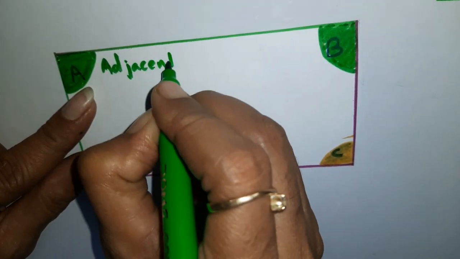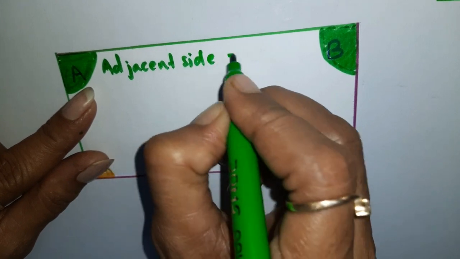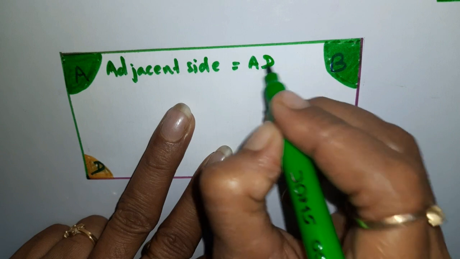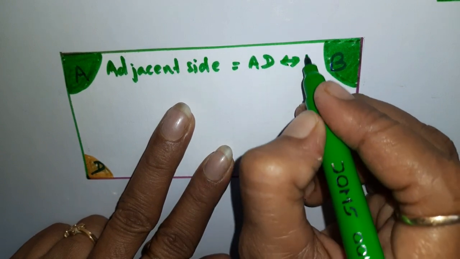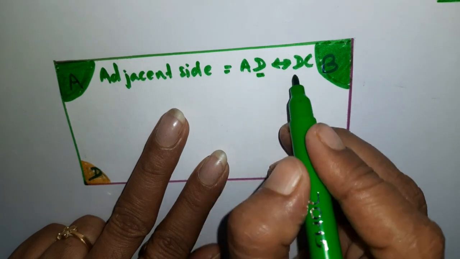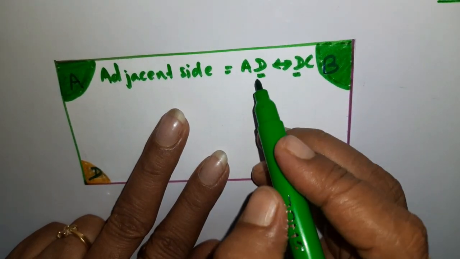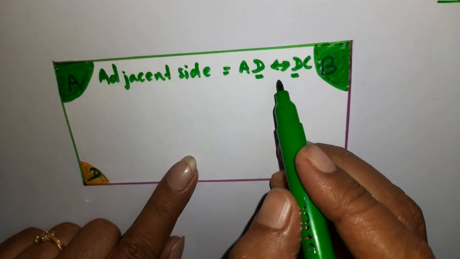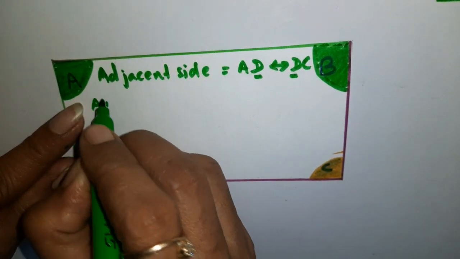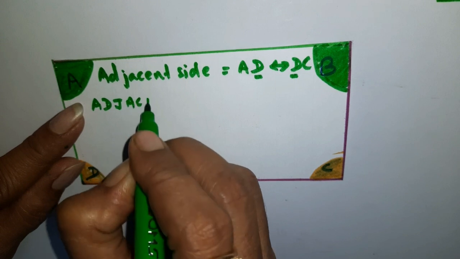Adjacent side, one pair I'm writing, say AD is adjacent to DC. और adjacent pair में हमने क्या देखा था कि point is common. ओके, adjacent sides में point common होता है. Now let's talk about adjacent angles.